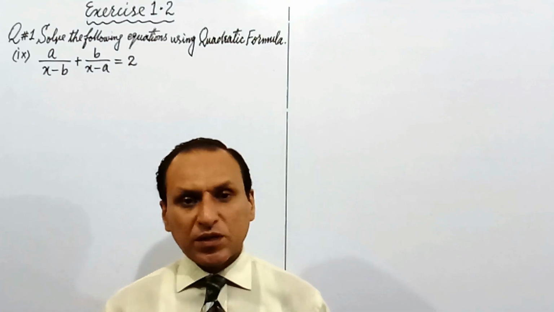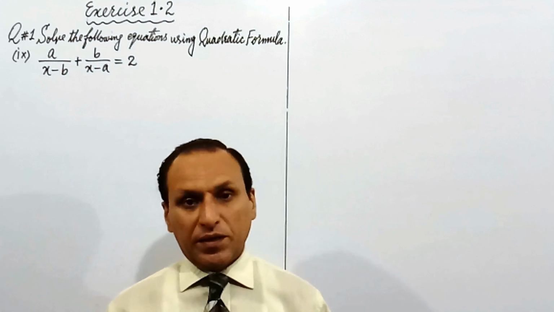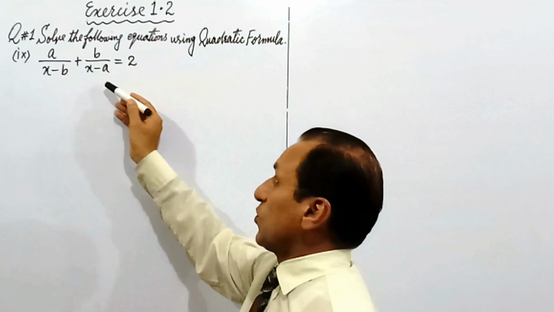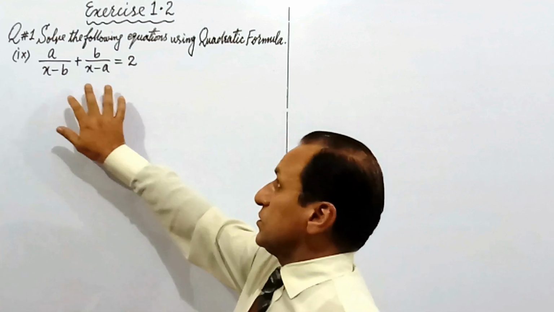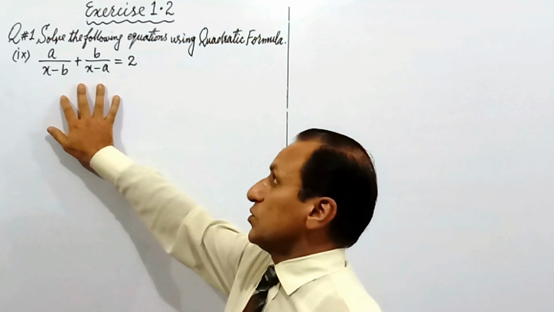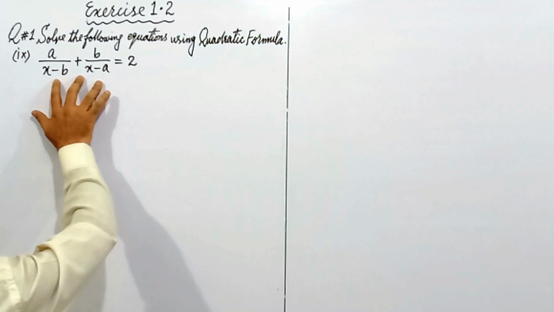Assalamu alaikum students. We continue exercise 1.2 with part 9 of question number 1, in which we are required to solve the following equation by using quadratic formula. The given equation is not in standard form. So first of all we have to convert it into its standard form. For this we multiply each term by the LCM of the denominators.